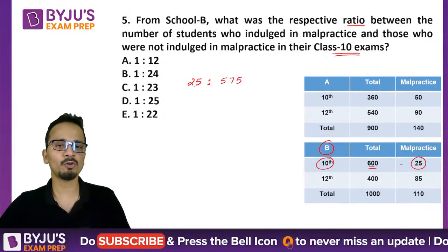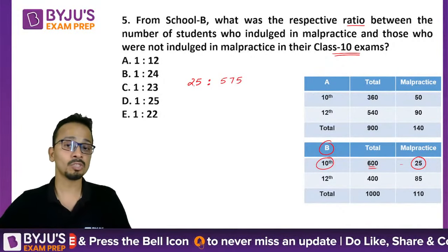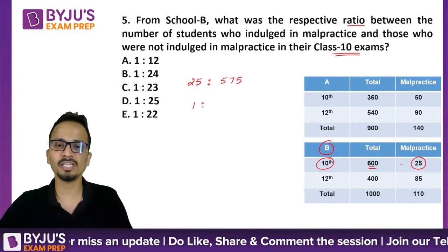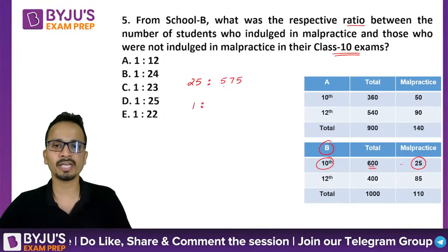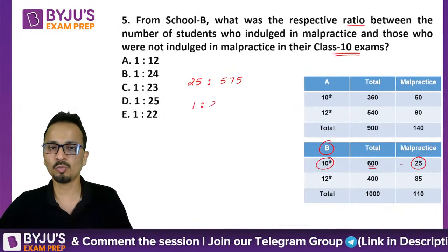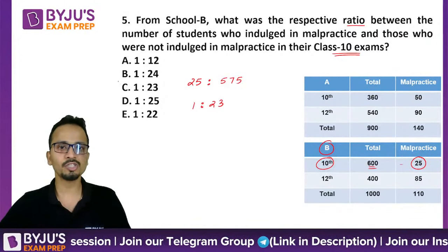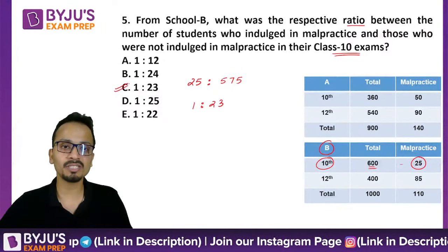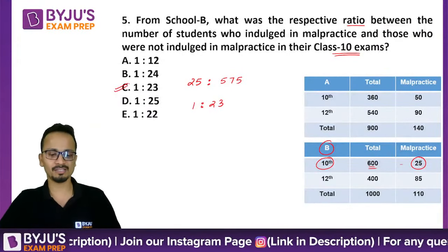Now we have to find out the ratio of these numbers. So 25 is to 575. The ratio will be 1 is to 25 cancel out हो जाएगा. So 20 and 3, 23. So 1 is to 23. 1 is to 23. Option C will be the correct answer for this question.